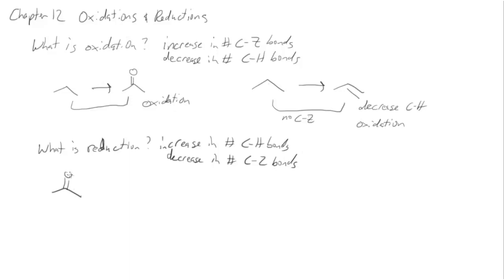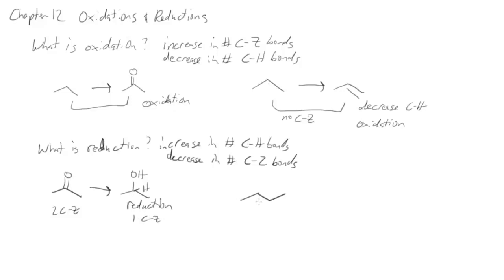So for example, if I have a ketone and I convert that into an alcohol, there's a new CH bond here, so I've increased the number of CH bonds, so this is a reduction. Also here I have 2 CZ bonds, 1 sigma bond, 1 pi bond, and here I only have 1 CZ bond.